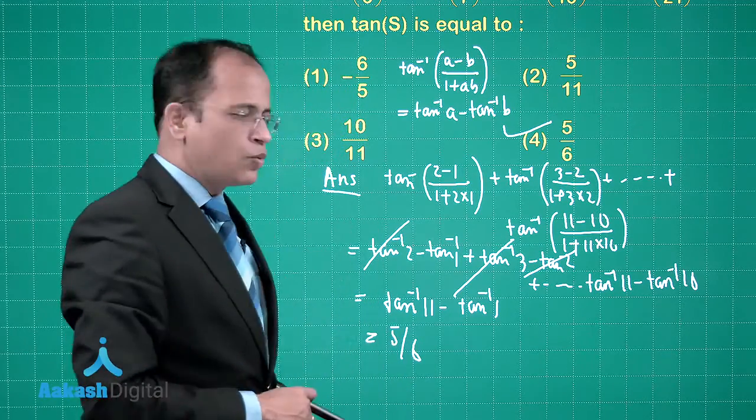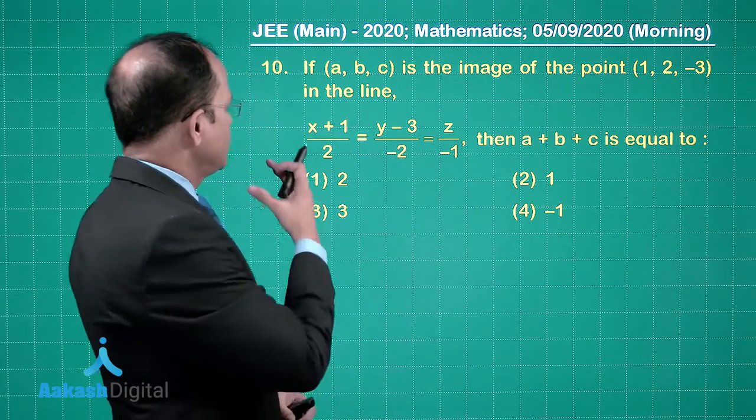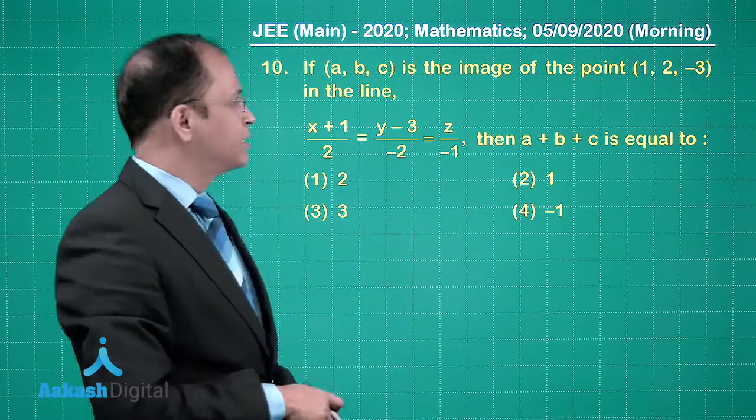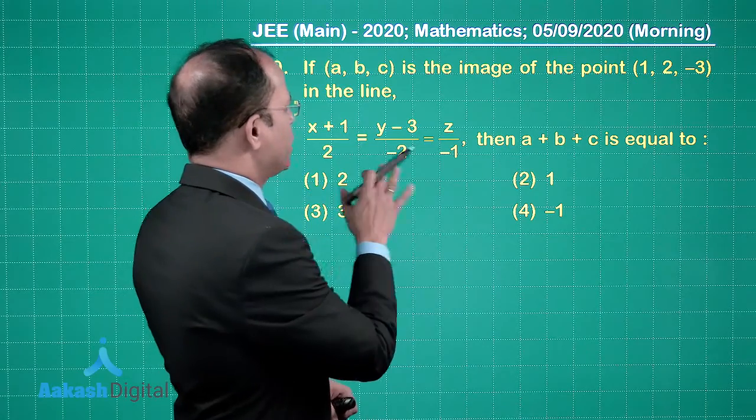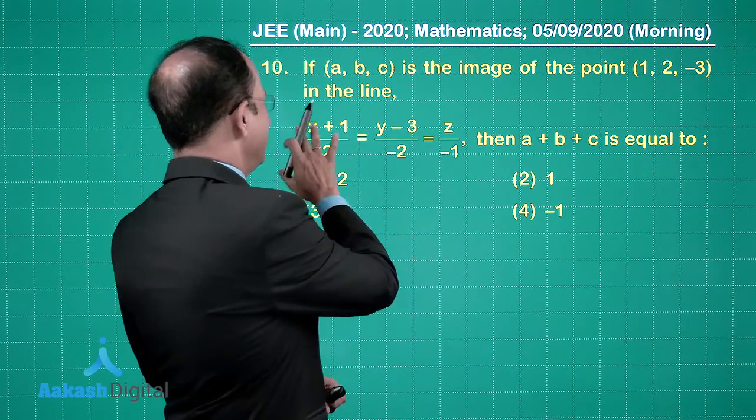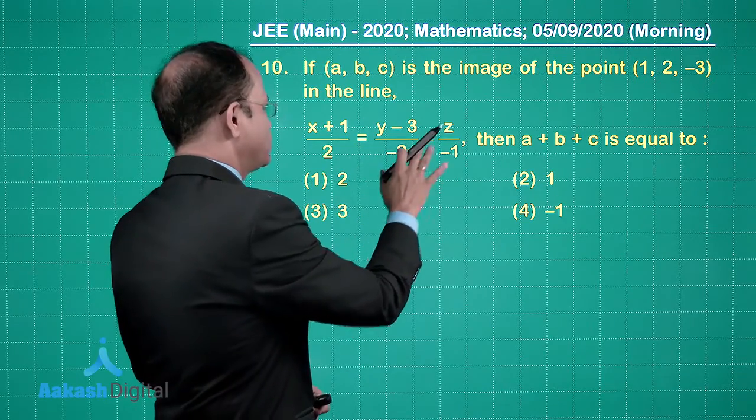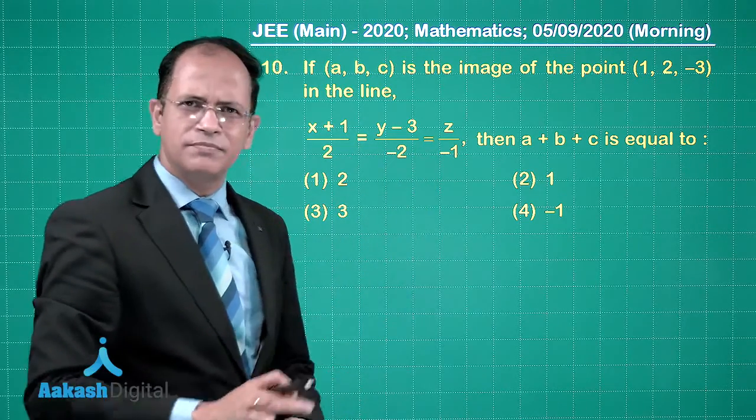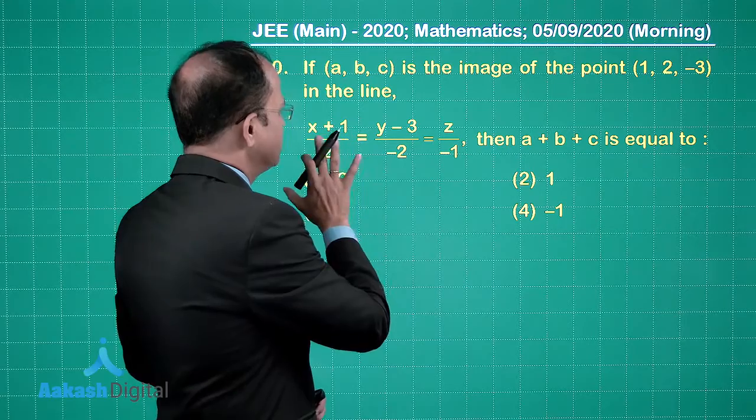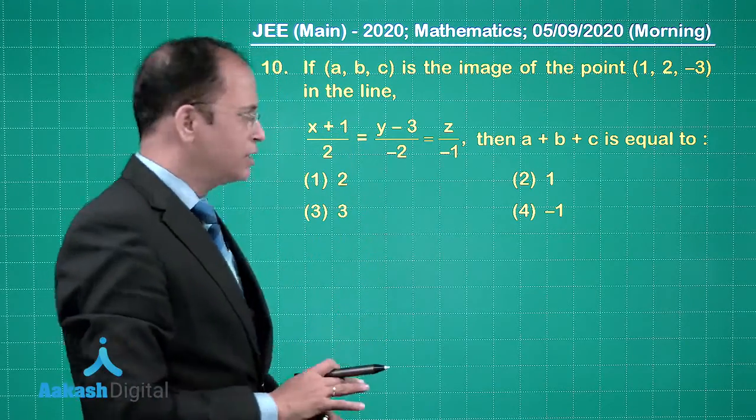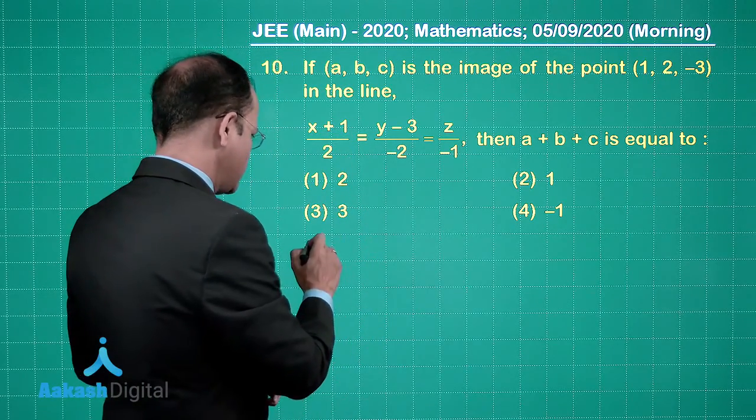Now let me go to the next one. If a comma b comma c is the image of the point 1, 2, minus 3 in the line (x plus 1) by 2, (y minus 3) by minus 2, z by minus 1. It's a very simple question based on purely school level, nothing more than that. So you can just have a look at this sum.